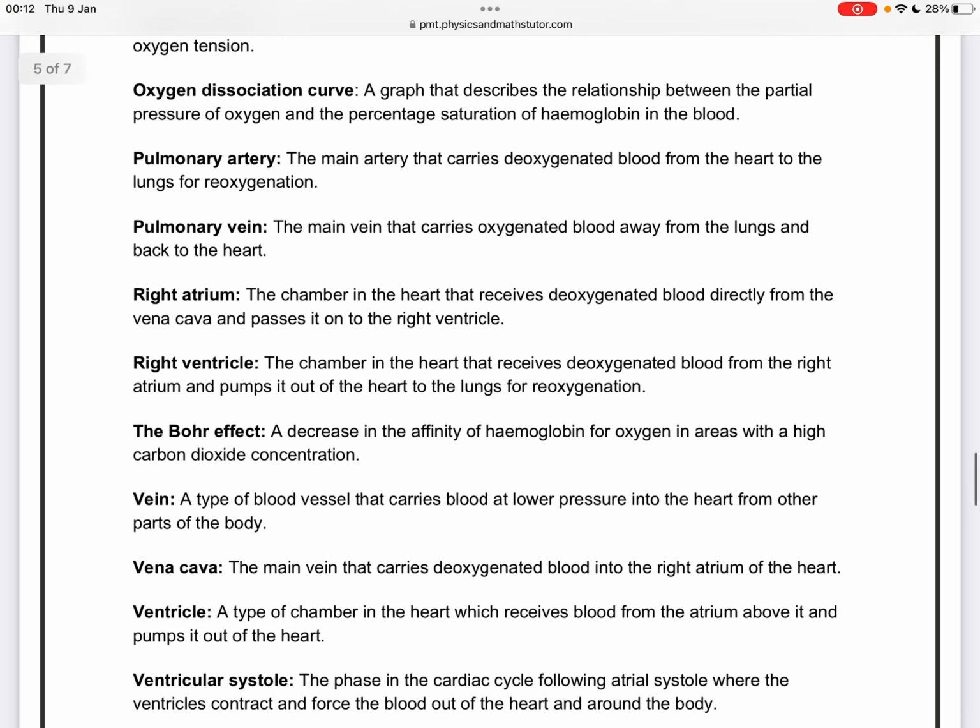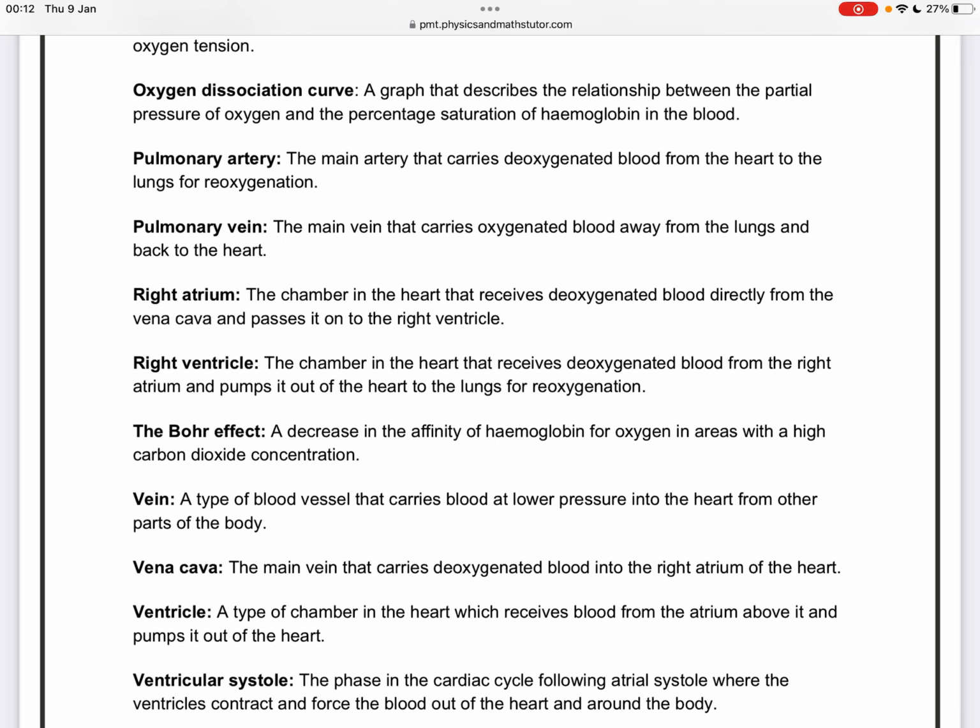Pulmonary artery, the main artery that carries deoxygenated blood out from the heart to the lungs for reoxygenation. Pulmonary vein, the main vein that carries oxygenated blood away from the lungs and back to the heart. Right atrium, the chamber in the heart that receives deoxygenated blood directly from the vena cava and passes it on to the right ventricle.